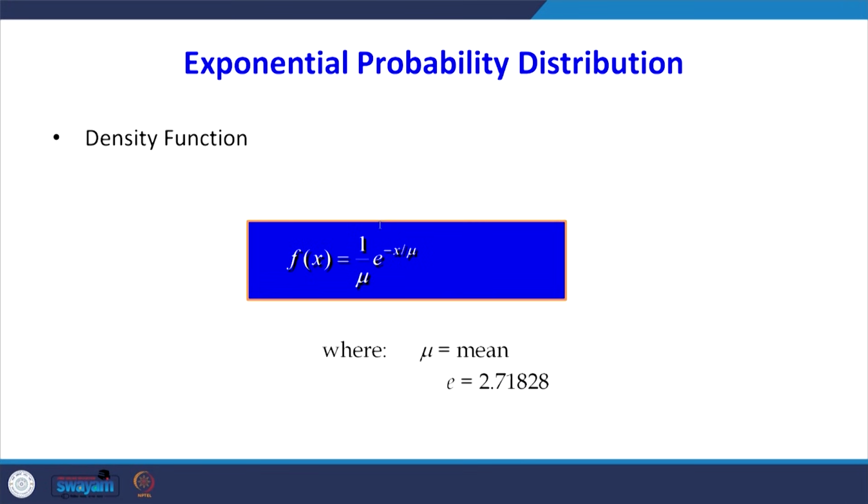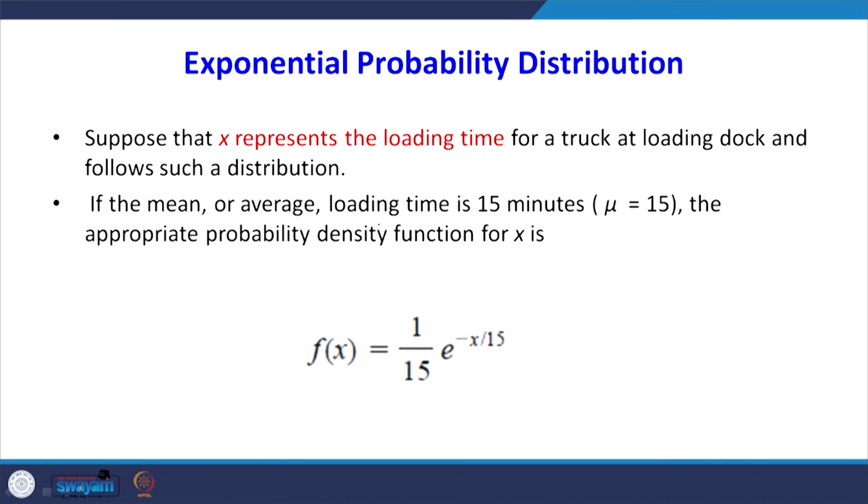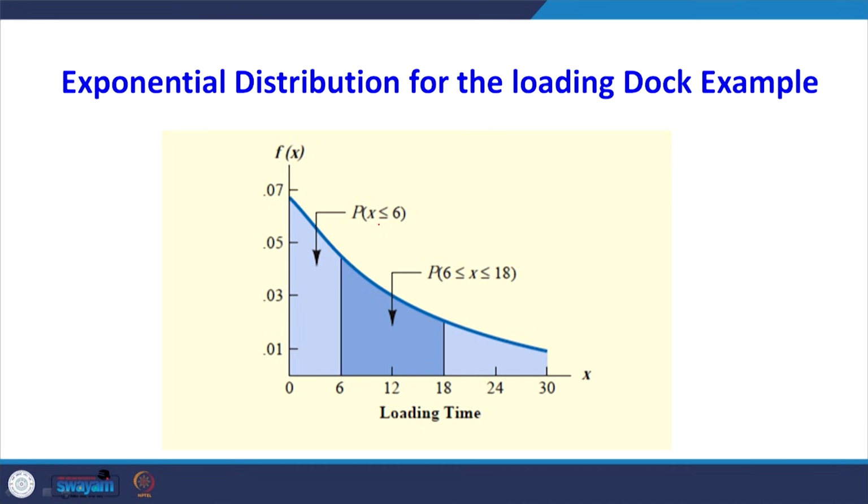The density function for an exponential probability distribution is f of x equal to 1 divided by mu, e to the power minus x divided by mu. Mu is the mean. We will see how to construct an exponential distribution. Suppose that x represents the loading time for a truck at a loading dock and follows such a distribution. If the mean or average loading time is 15 minutes, mu equal to 15, then the appropriate probability density function is f of x equal to 1 divided by 15, e to the power minus x divided by 15. So, the meaning of this exponential distribution is, the probability of loading time less than 6 is this area.